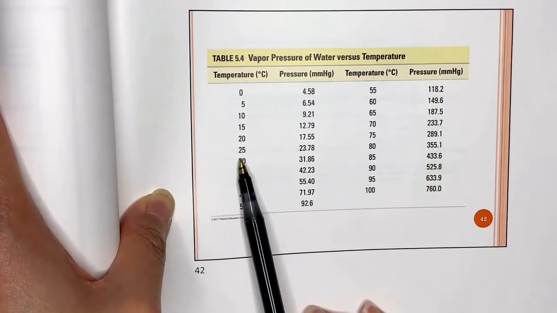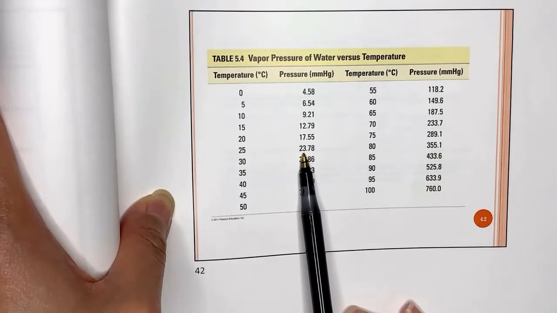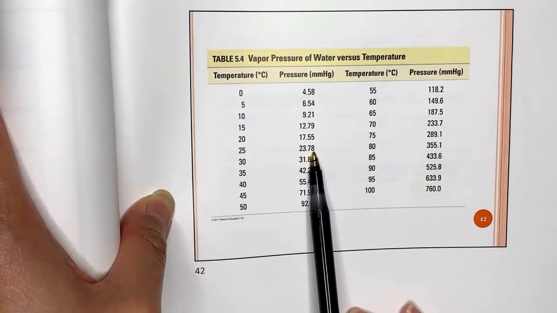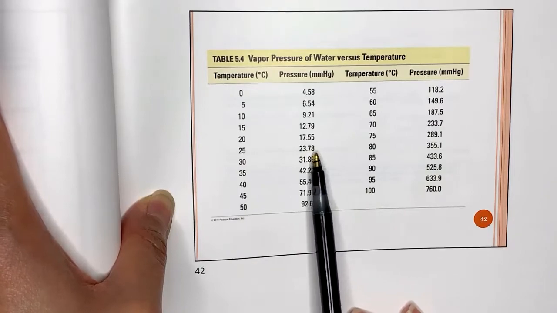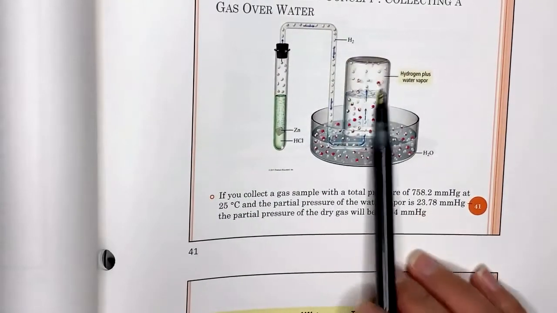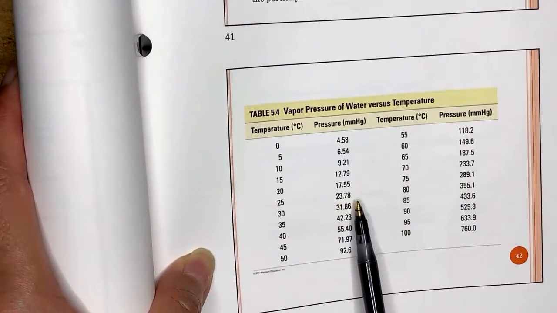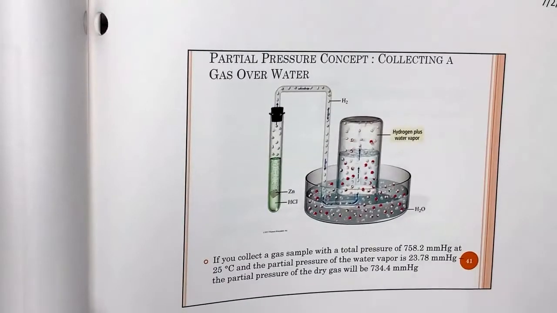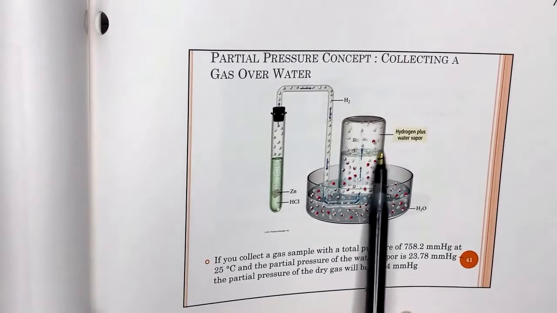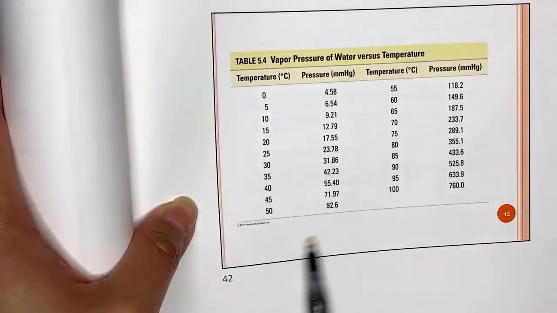So if we were at room temperature, 25 degrees Celsius, the pressure of water is 23.78 millimeters mercury. That means inside here, there's hydrogen gas, and there's also 23.78 millimeters mercury of water vapor pressure. So there are two gases in here. P total equals P gas plus P water, and the P water you'll look up from the list up here.